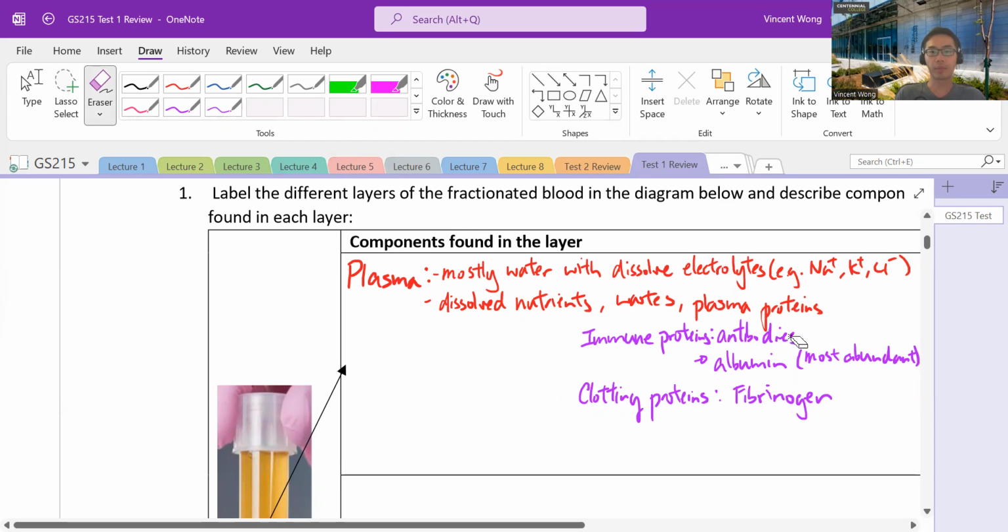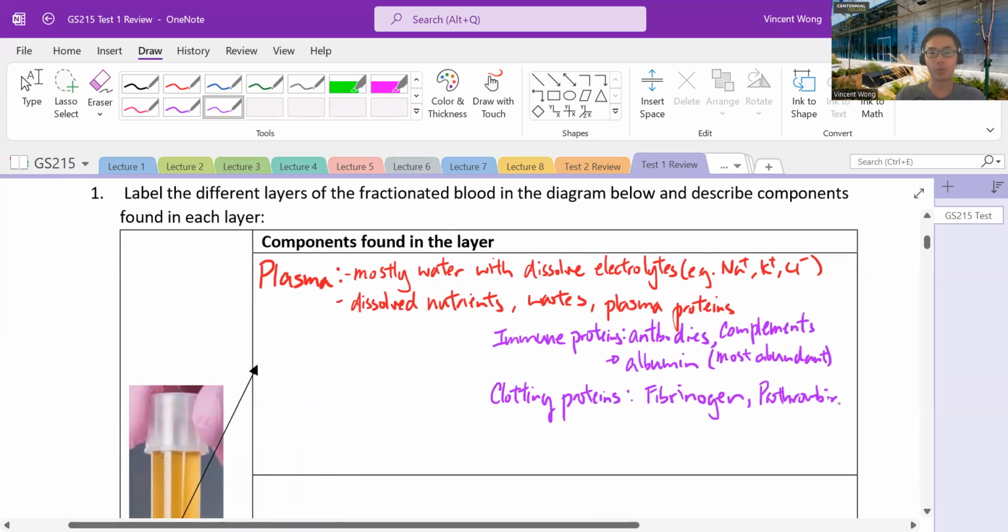That's okay. So another example of an immune protein other than antibody would be complement protein, right? So they are part of your innate immunity. You activate one after the other in a cascade of events. Another clotting protein other than fibrinogen, we have the prothrombin, right?